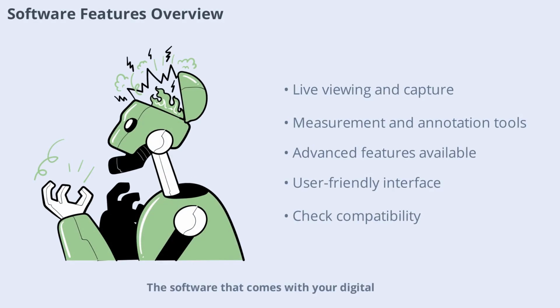Software that comes with your digital microscope is just as important as the hardware. Good software should offer live viewing, image and video capture, measurement tools, and annotation capabilities. Some programs also provide advanced features like time-lapse recording or 3D imaging. User-friendly interfaces make it easier to operate the microscope and manage your files. Before purchasing, check if the software is compatible with your operating system and meets your needs.